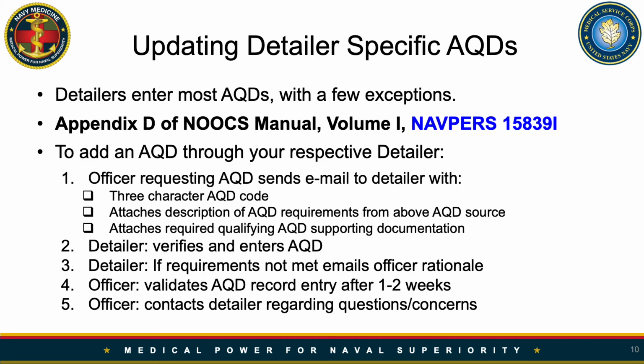Your respective detailer manages and assigns most AQDs. To request the addition of an AQD, refer to Appendix D of the NOOCS Manual Volume 1. Contact your detailer for guidance on required documentation, qualifications, and the overall process. AQDs will only be assigned and awarded after a record review or after the appropriate documentation is submitted to determine the eligibility requirements have been met. If you see a discrepancy on your officer data card, contact your detailer for guidance on correcting.